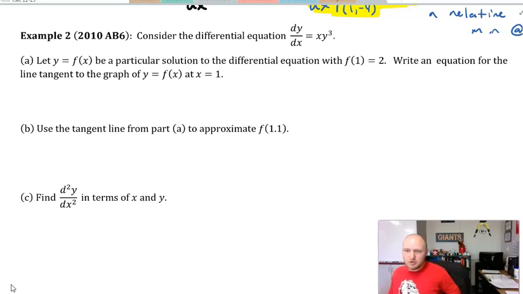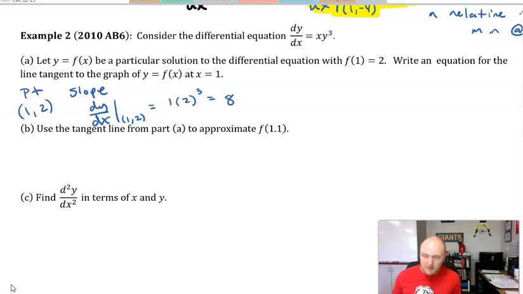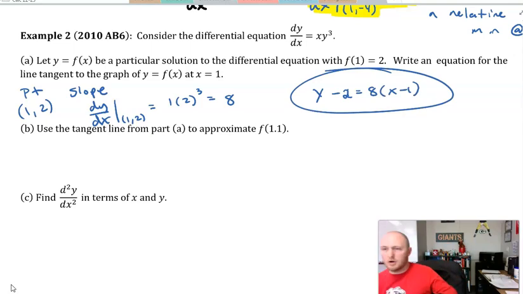Part A, they want us to write the equation for a tangent line. Again, the point given is 1, 2. Now, I do need the slope. So I'm going to take that differential equation and evaluate it at that point, 1, 2. So we have 1 times 2 cubed, which is just going to be 8. So that equation, y minus 2, is equal to 8 times x minus 1. There's your equation of a tangent line.